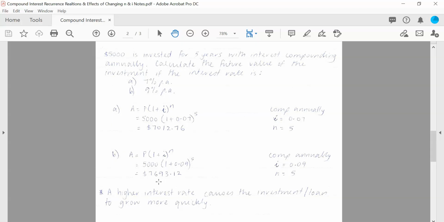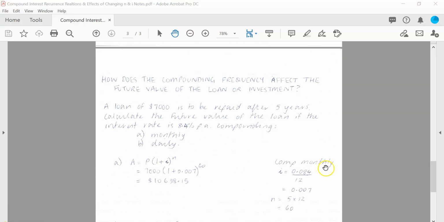I think most of us would have known before we started this that the higher interest rate is going to cause the investment or loan to grow more quickly. And if we had a choice between these two interest rates and we had an investment situation, we of course would want to go with this highest interest rate. If we had a loan situation, we'd want to go with the lower interest rate because obviously we want to pay less interest in a loan situation.